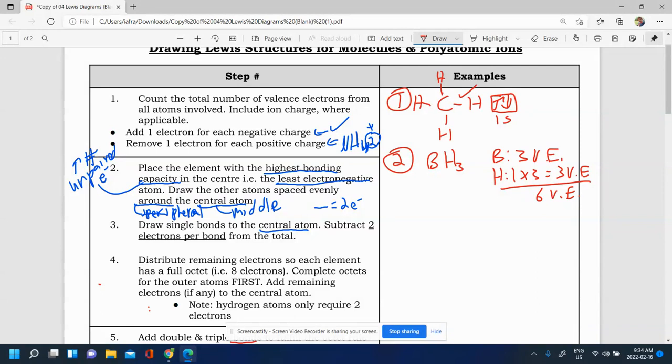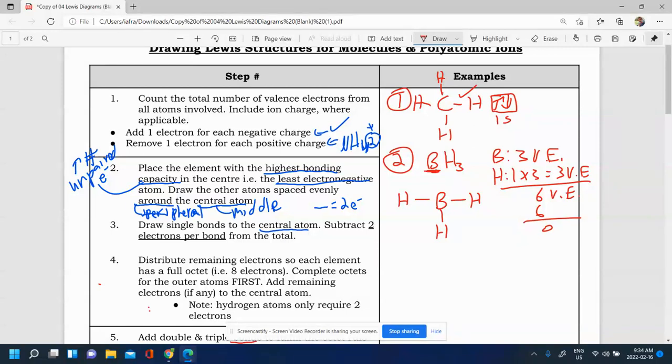And so we're going to go ahead and do that. We're going to put our boron in the center because we don't have a lot of it. And we'll put our hydrogens kind of all the way around like this. And we're going to connect them with single bonds. And when we do that, we place 3 single bonds. And so that's 6 electrons gone, 0 left to place. Our hydrogens are all happy because they're 2 each.